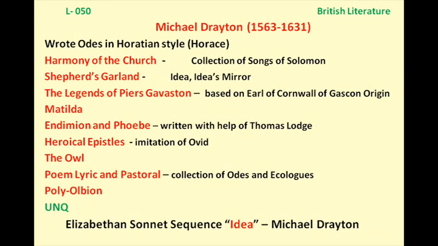Hello friends, this is lesson number 50 in the series of British literature in English. And today in this lesson we shall discuss Michael Drayton, the poet of the Elizabethan Age.